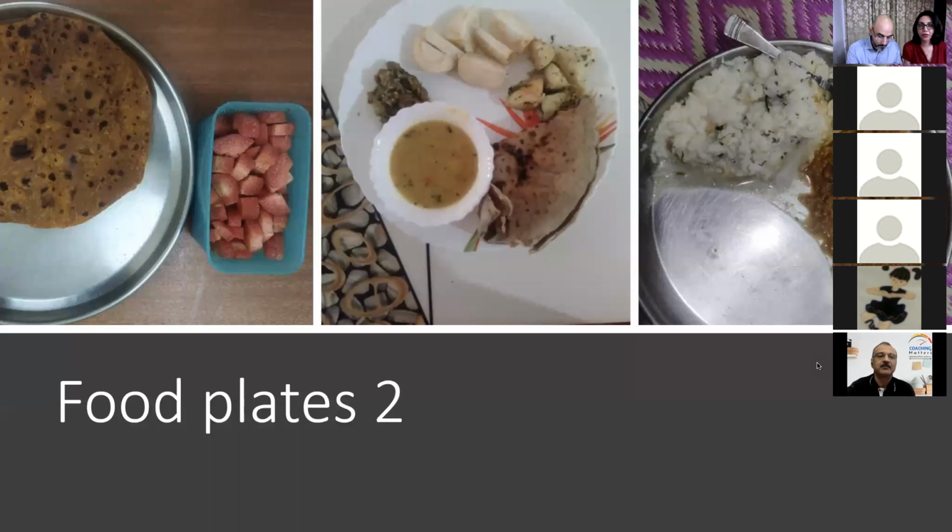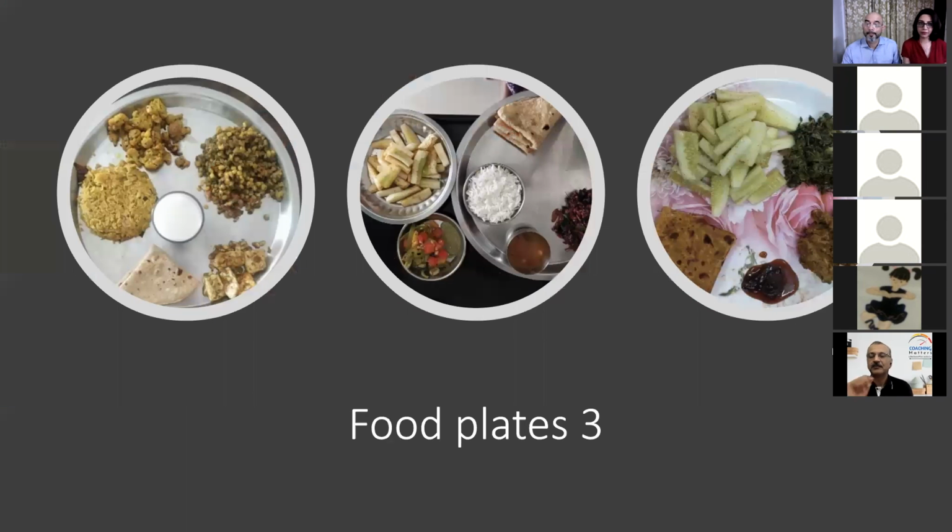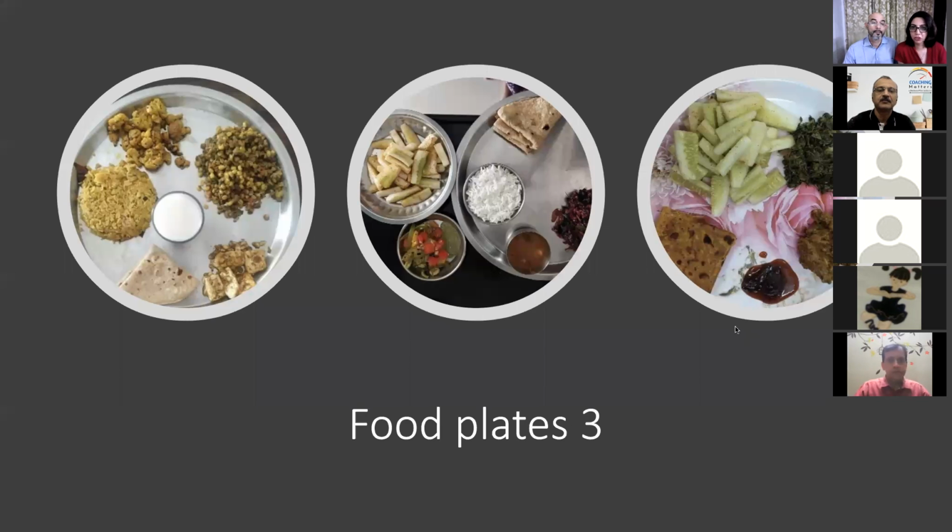So now we'll look at something more interesting in the next slide. Now here it's a little tricky, because if you look at these plates, they all look very balanced, but there's still something missing or something we need to change here. So let's start again with the one on the left-hand side of the screen. It looks like a very well-balanced plate, but what can we add here, or what can we change here?